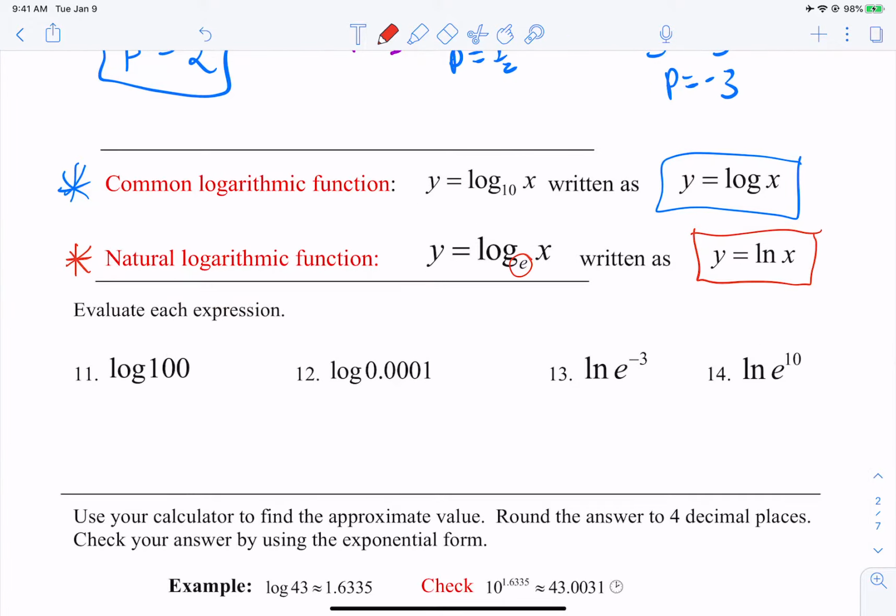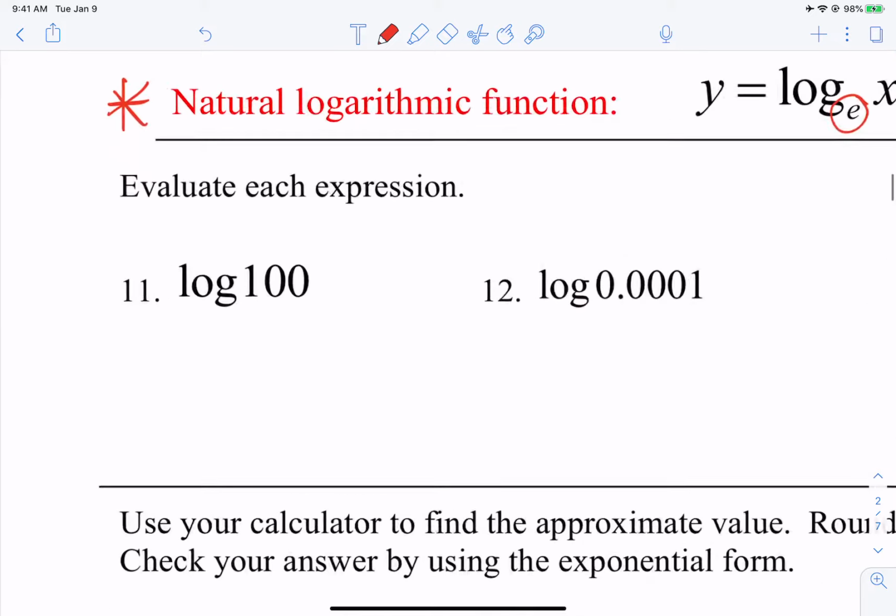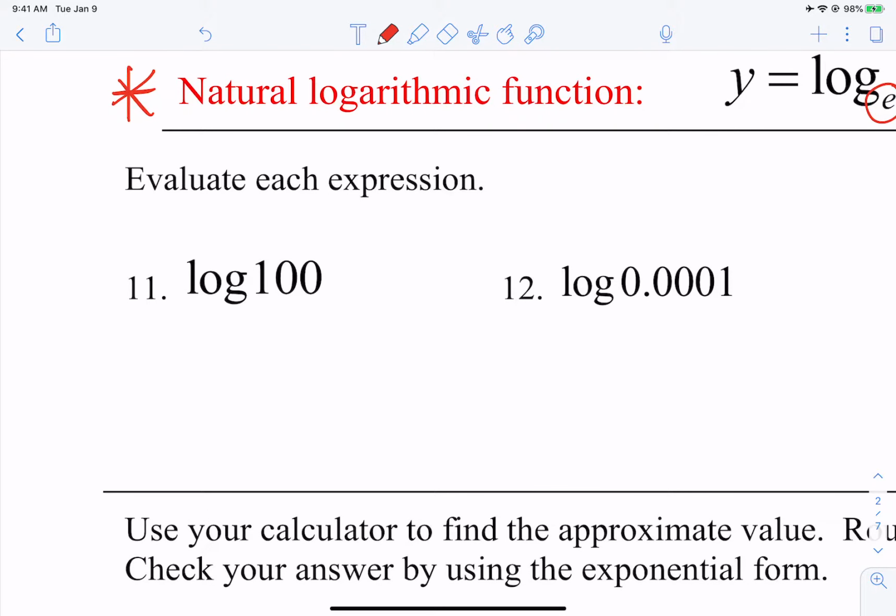Okay. So for problems 11 through 14, you can enter these into a calculator, but I want to show you how to do it without. Okay. So let's start with number 11. Since it doesn't show our base, technically, it's a base 10. And so 100 is 10 squared. So the question they ask is, what power do I put on a 10 to get 100? Well, we just found it. 100 is 10 squared. So the answer is 2.